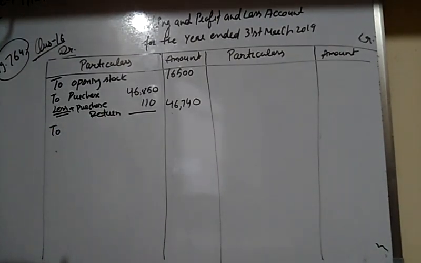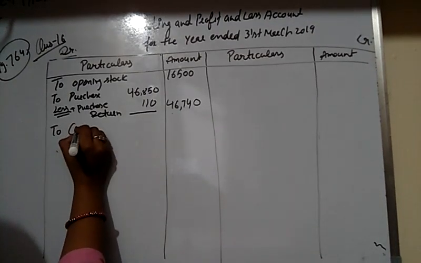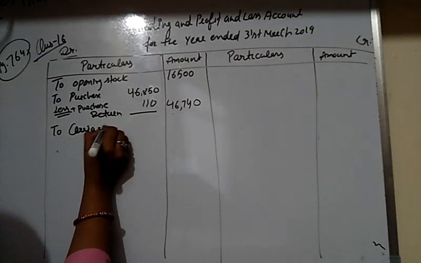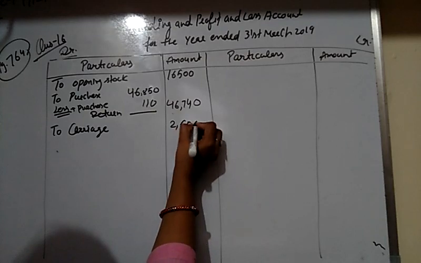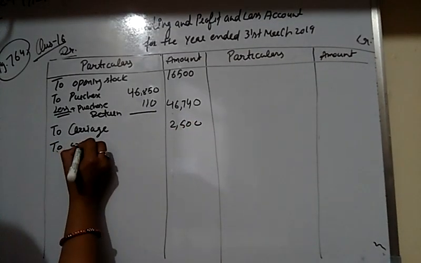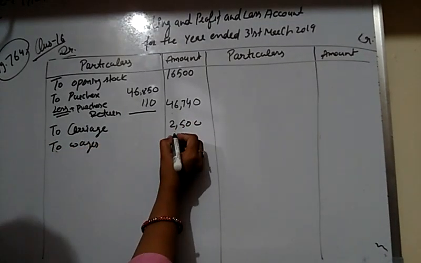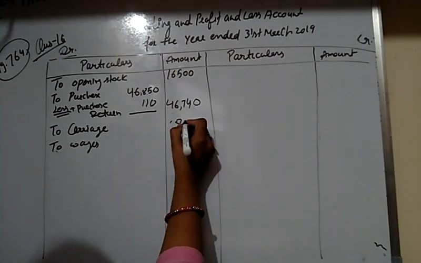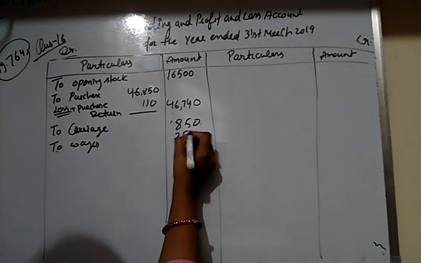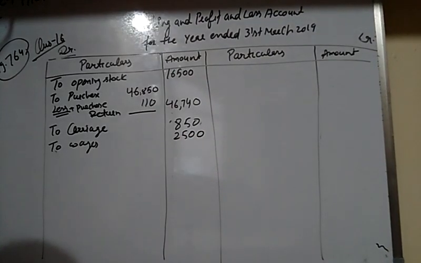Okay, students, next we record the direct expenses. Direct expenses are those expenses which are directly related to the production process. So carriage is related to production, 850, and next is wages. Wages is 2,500. Now come to the credit side.